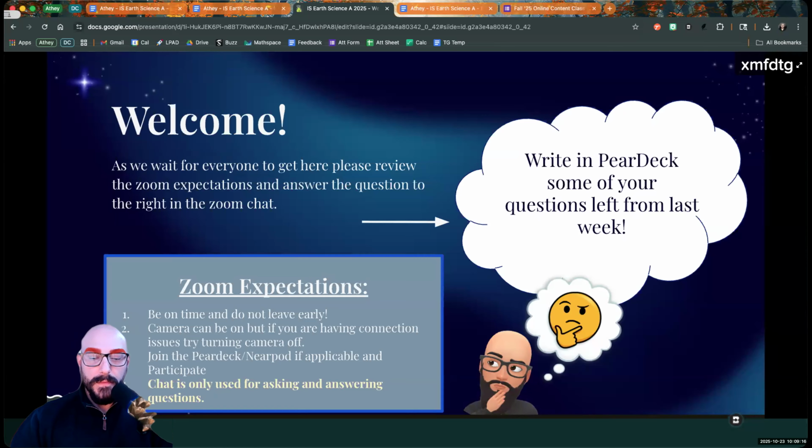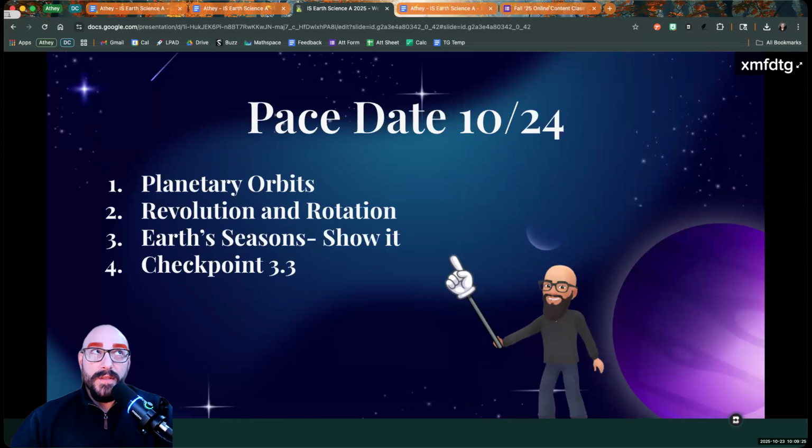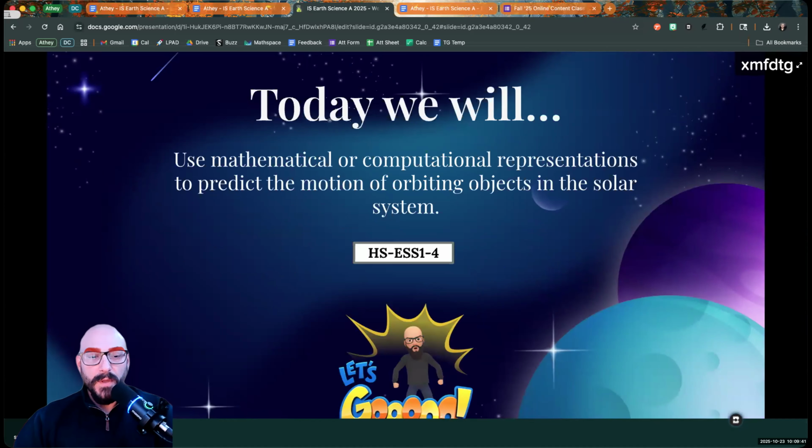Okay, so we are talking about planetary motion today. The things due this week are the lessons on planetary orbits, revolution and rotation, and a show-it for the Earth season lesson, and checkpoint 3.3, which is going to have questions related to all of those. We are going to use mathematical or computational representations to predict the motion of orbiting objects in the solar system.